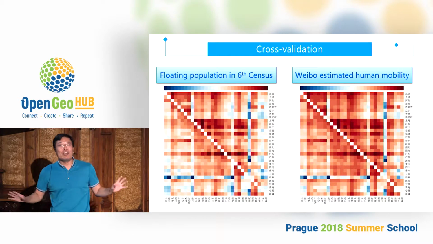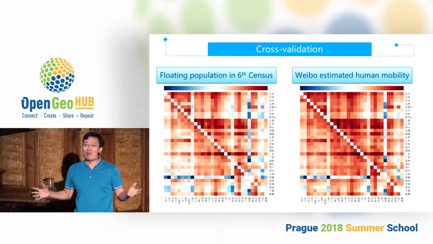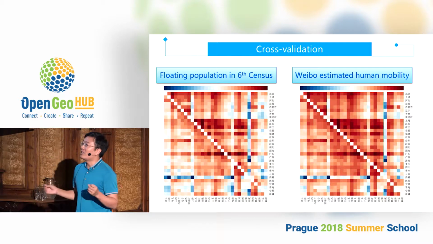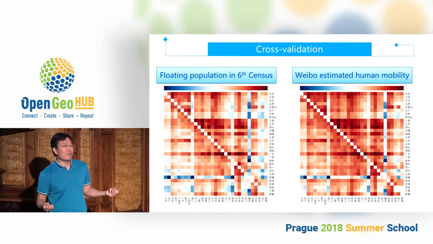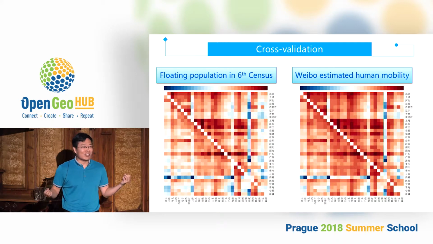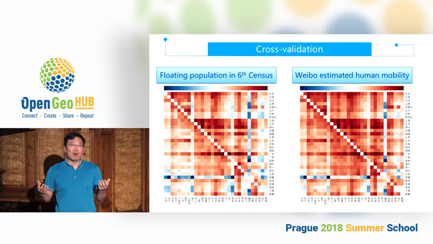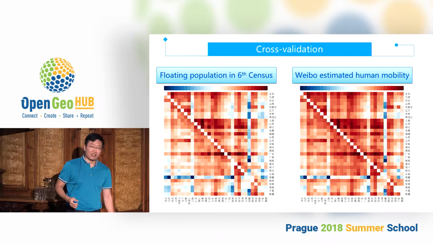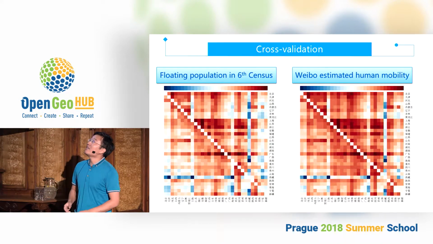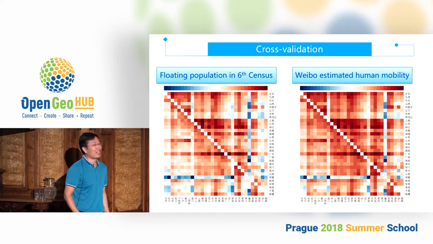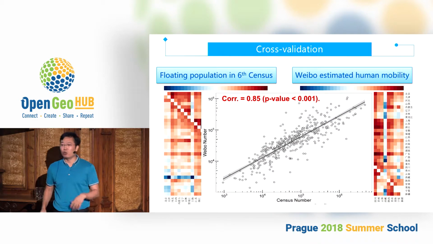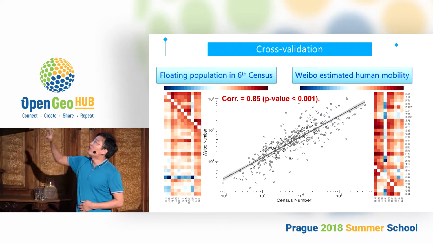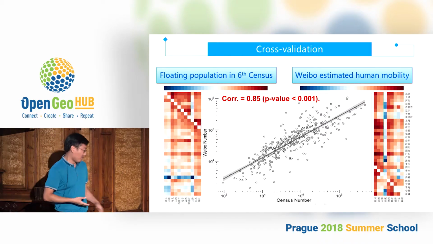You may see I don't use social media, so your result may be biased, so we need to validate our result. It's very sad because China does not have this kind of city-level human mobility data. But we have this kind of data from the census. We have this kind of province-level data. If we aggregate our human mobility pattern to the province level, we find they are very highly correlated.